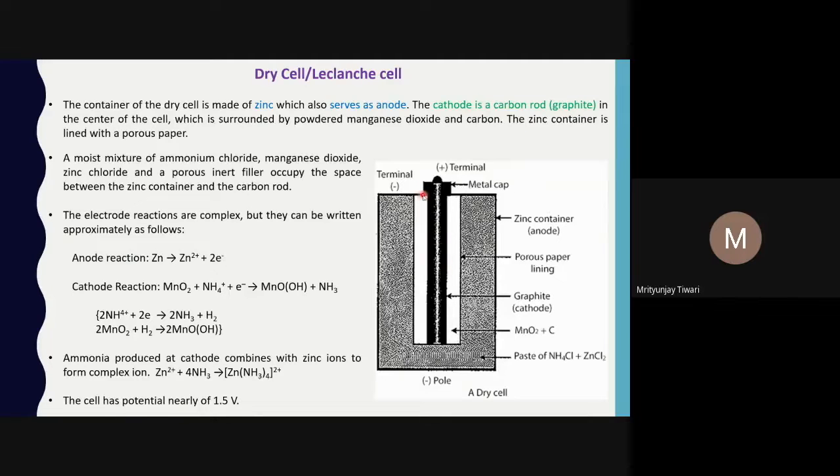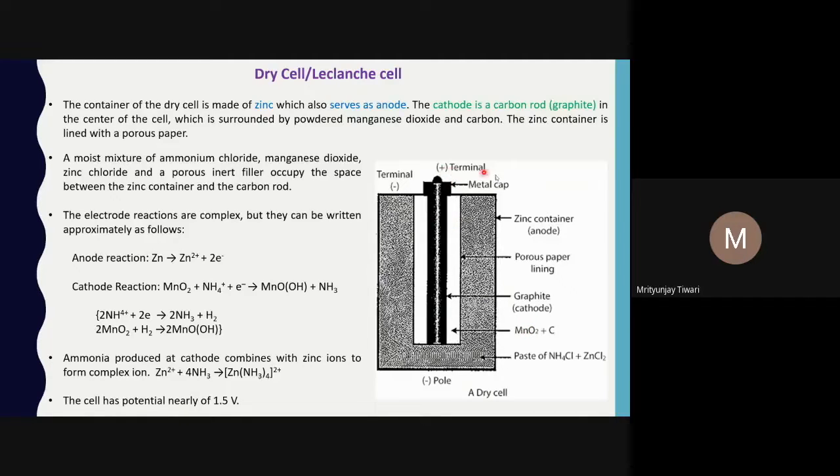This graphite is the cathode in the center of this shell, and it is surrounded by powdered manganese dioxide and carbon. Carbon, again, what is the carbon? It can be in the form of graphite. Mostly we take coke, because coke and graphite are all allotropes of carbon. Diamond is also one of the allotropes of carbon, but that we do not use, because it will be very costly, and also breaking it into different carbon atoms will be difficult, because the carbon-carbon bond in diamond is very strong.